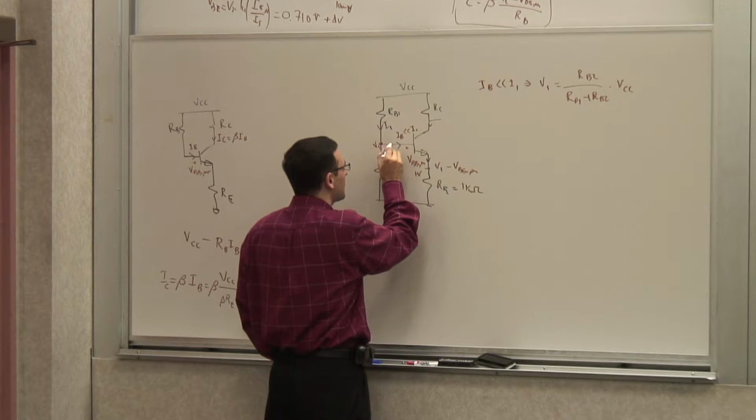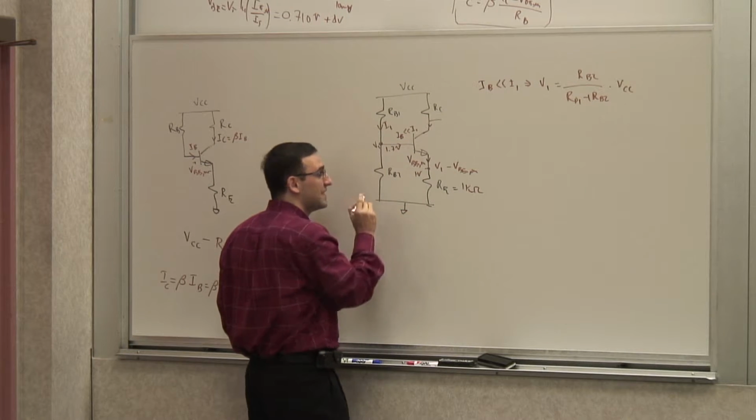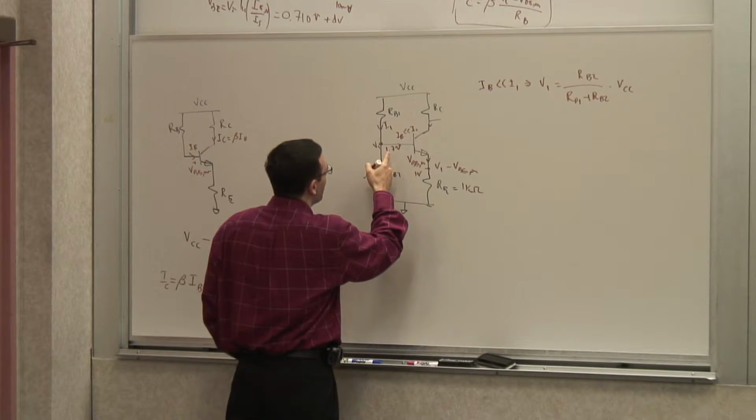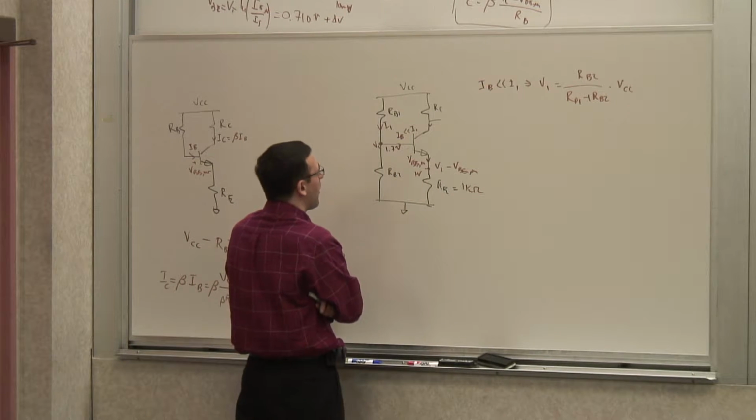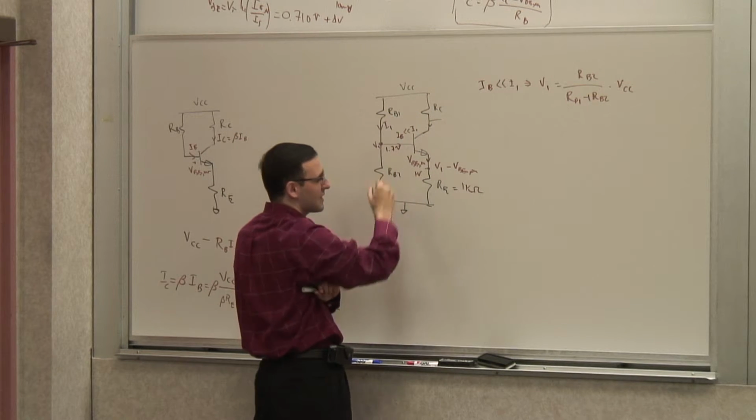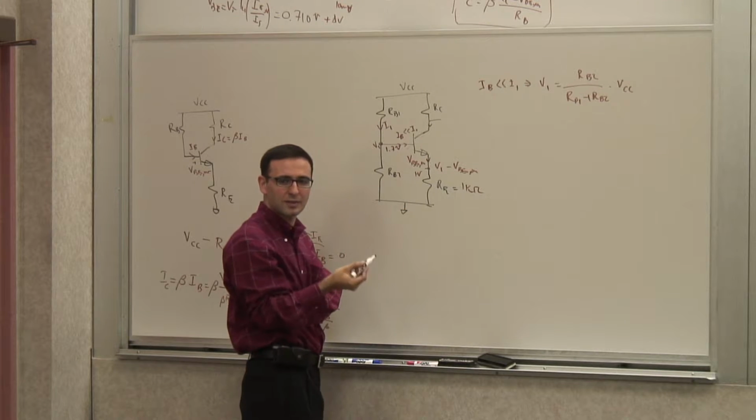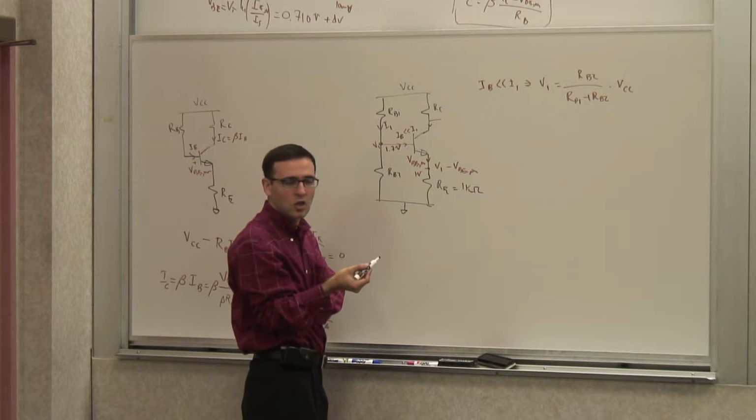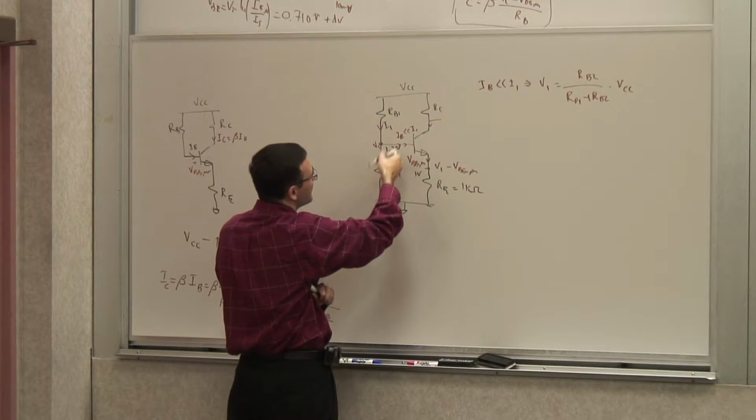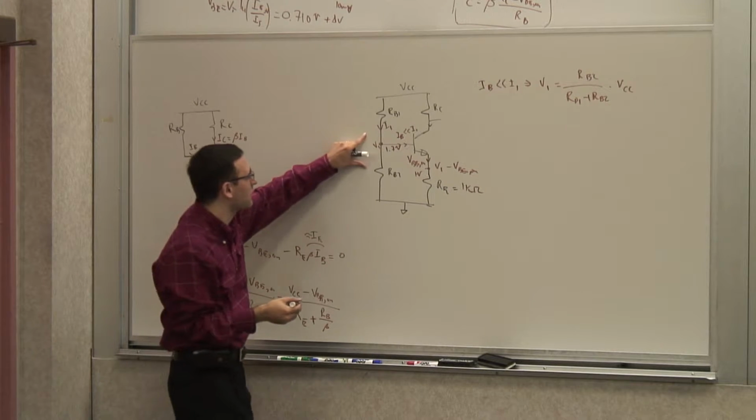So what does this voltage have to be? 1.7 volts. These are all DC values, right? So I want to establish 1.7 volts here. Now, if this current is 1 milliamp and beta is around 100, this current is about 10 microamps, right? So to make sure this current is much greater than that current, let's say I pick 100 microamps there. I want this total current to be 100 microamps.